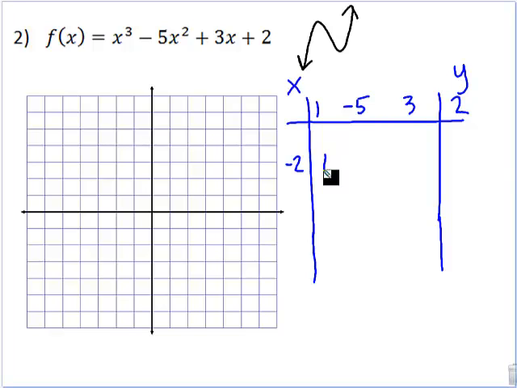So if we try -2 here, 1 times -2 is -2, add it to -5, -7. -7 times -2, 14, add it to 3, 17. 17 times -2, -34, add it to 2, -32. That's pretty low, right?